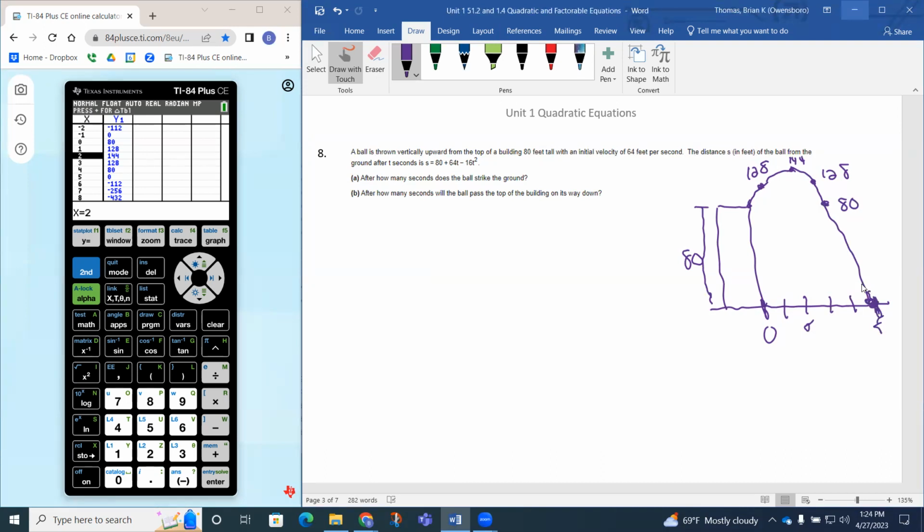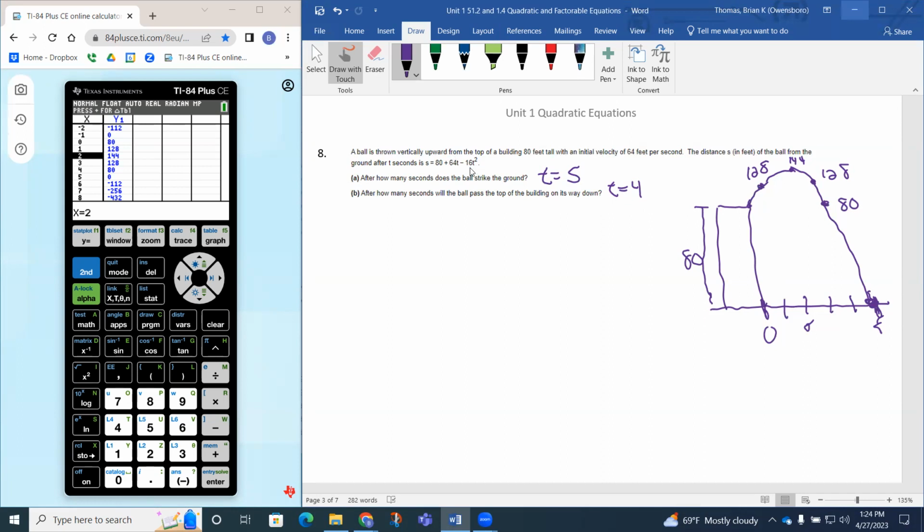So just by tracking the table, how many seconds does it take for the ball to hit the ground? We can see that this has to be t equals 5. How many seconds will the ball pass the top of the building on its way down? Well, it starts out at 80, and at 4 seconds, it's back at 80. So t would equal 4 seconds from a table perspective. That solves the problem just by using the graphing calculator.